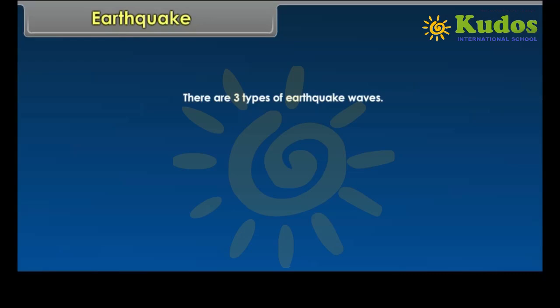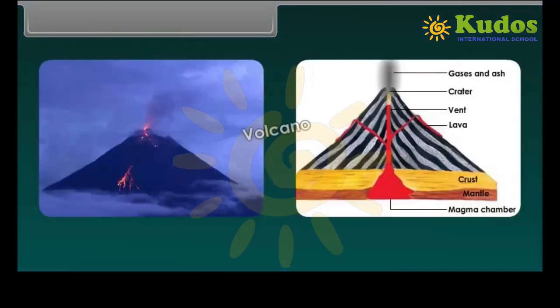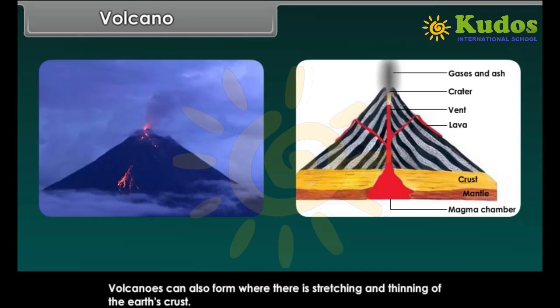There are 3 types of earthquake waves: P waves or longitudinal waves, S waves or transverse waves, L waves or surface waves. Volcano. A volcano is a vent or an opening in the earth's crust through which hot molten rock, ash and gases erupt suddenly. Volcanoes can also form where there is stretching and thinning of the earth's crust.